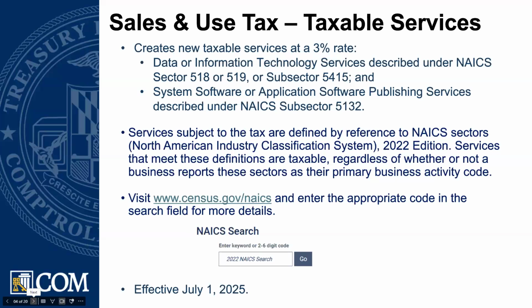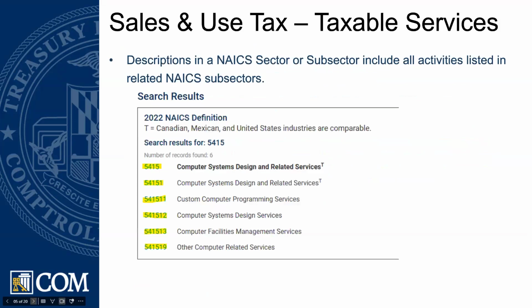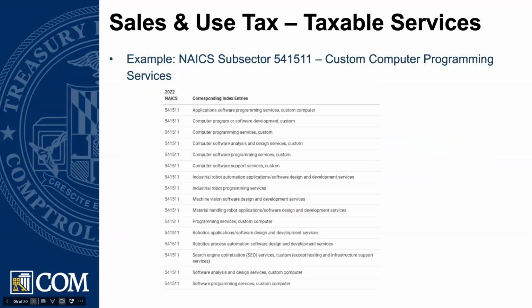You'll be able to see search results after searching subsector 5415. Here we are. Each of the highlighted records is a link that'll go to a deeper description of each of those NAICS codes. You would click on the link for subsector, for example, 541511, custom computer programming, and you'll see the list of activities that are included there.